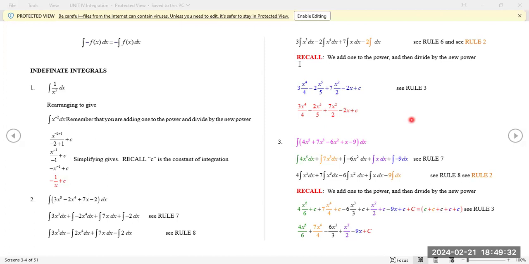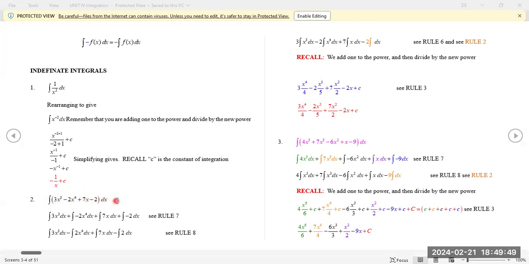So now, let us look at example 2. Example 2 says, integrate. Remember, this elongated s means to integrate. Integrate 3x cubed minus 2x to the 4th plus 7x minus 2 dx.